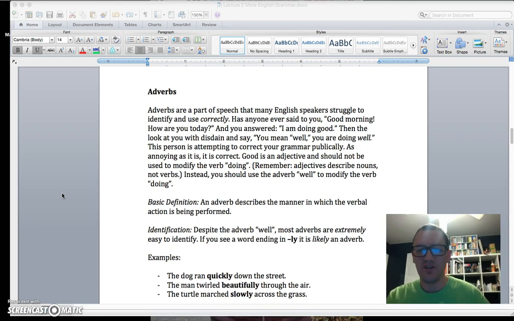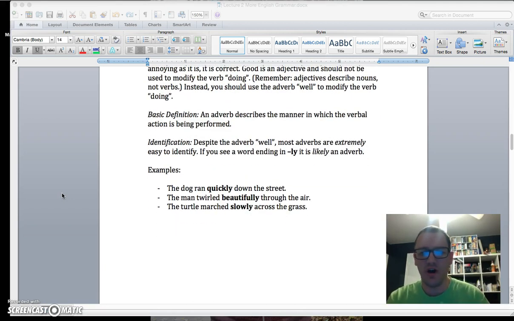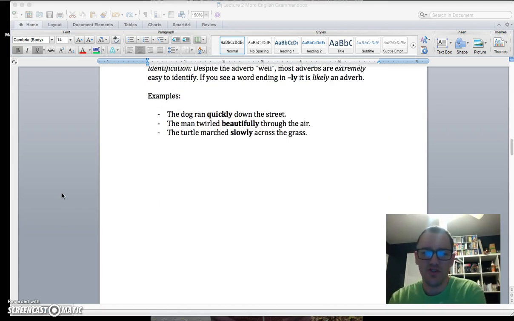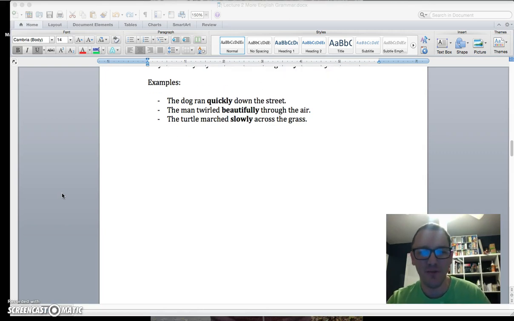So adverbs in English almost always, but not always, have the ly as the telltale sign that they are in fact adverbs. Hence my identification tool there. If it ends in an ly, it is likely an adverb. Just to give you some examples here, the dog ran quickly down the street, the man twirled beautifully through the air, and the turtle marched slowly across the grass. These should pop out to you fairly easily in the text. There's a few for you right there.